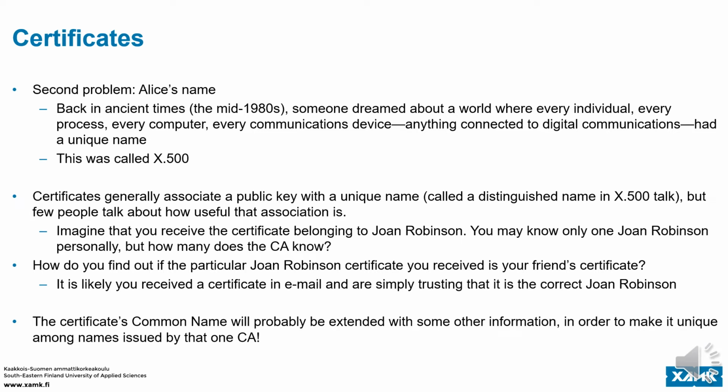Imagine that you received a certificate belonging to Joan Robinson. You may know only one Joan Robinson personally, but how many does the certificate authority know? How do you find out if the particular Joan Robinson certificate you received is your friend's certificate? You could have received her public key in person or verified it in person, but more likely you received a certificate in email and are simply trusting that it is the correct Joan Robinson. The certificate's common name will probably be extended with some other information in order to make it unique among names issued by that one certificate authority.